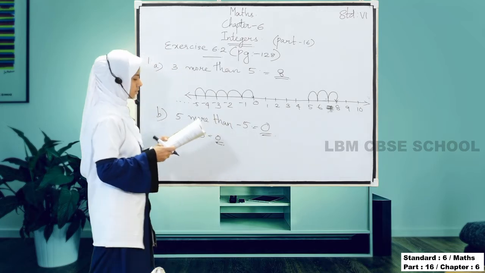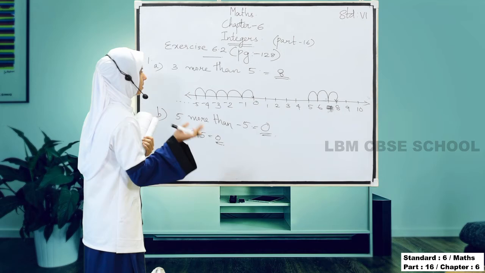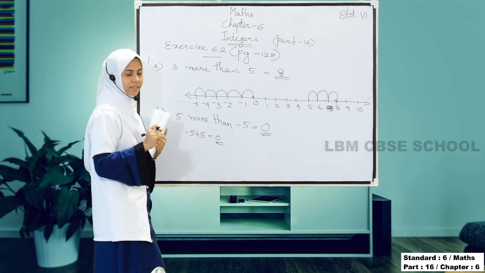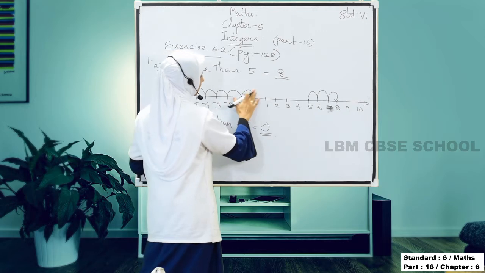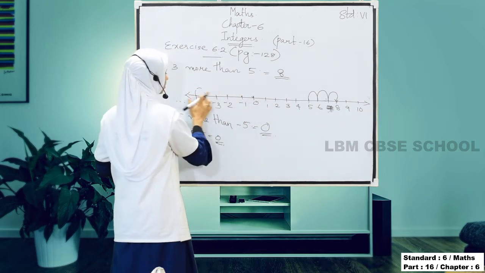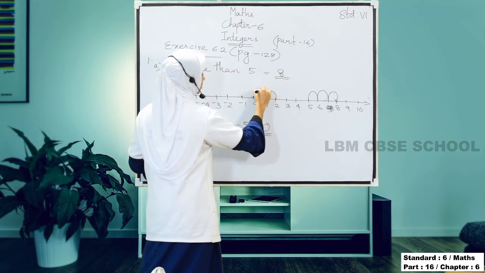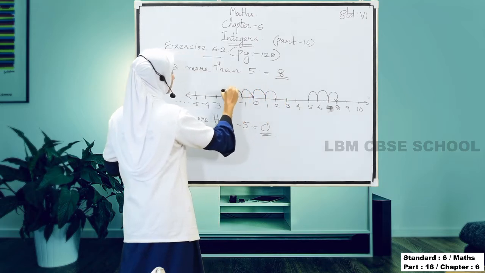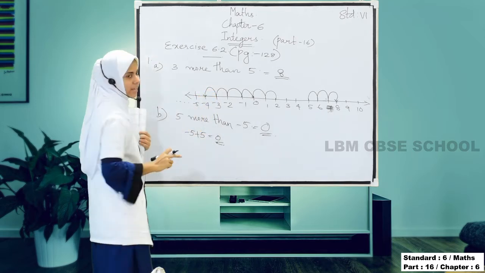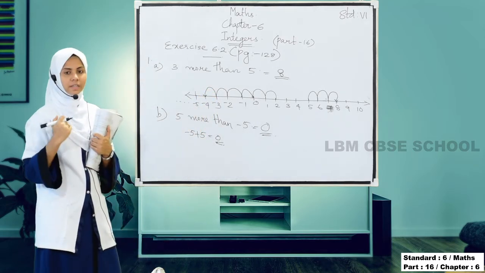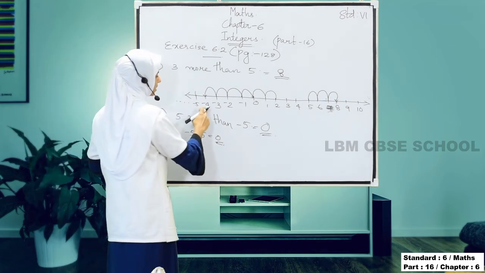6 less than 2. 6 less than 2. We have to subtract 6 from 2, right? What we get when 6 is subtracted from 2, we can use this number line to show that. From 2, 1, 2, 3, 4, 5, 6. So we reach at minus 4. So 6 less than 2 means we get the answer minus 4.